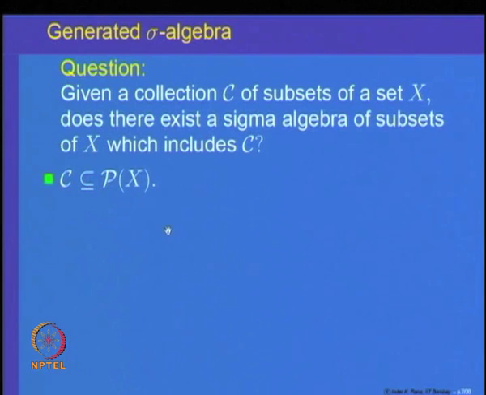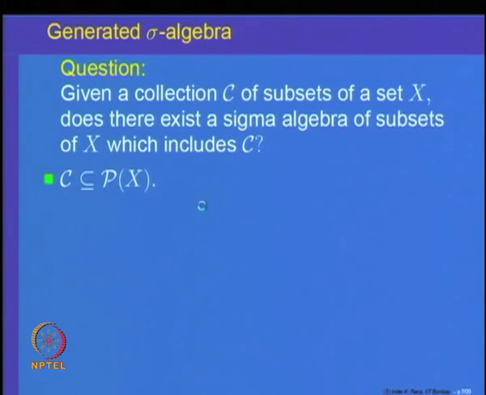So, obvious examples are, if we take all subsets of the set X, then that itself is a sigma algebra, and that includes C. But that is a very trivial example of a sigma algebra which includes C.